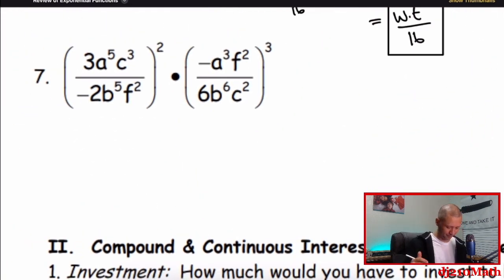Number 7. Let's handle the exponents first. So I'm going to apply the exponent to everything in the top and bottom. 3 squared is 9.